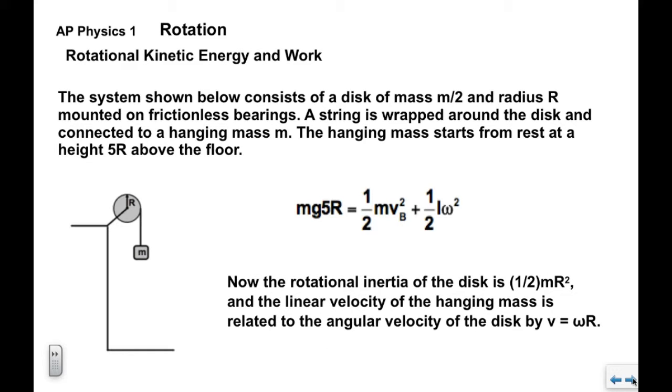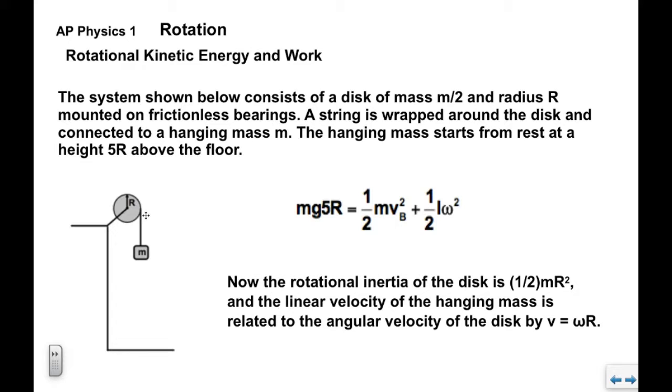Now we know that rotational inertia of a disk is 1/2 mr squared. We'll substitute that into the right side of the equation. The linear velocity of the hanging mass is related to the angular velocity of the disk, such that v equals omega times r. Now this comes about because, again, when we look at the disk, the string as it falls, its linear velocity is going to be the same as the linear velocity of the outer edge of the disk as it rotates. So we already know that the linear velocity of the outer edge equals omega times r.